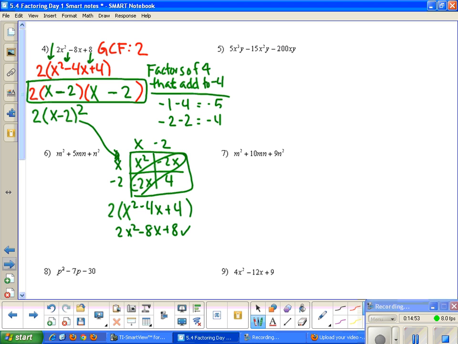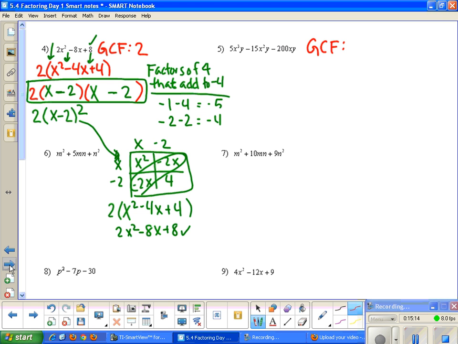Notice this is the same as what I have up here, so that means that it checks out and that we factored correctly. So that's how you factor a trinomial. So let's do the next one. So number 5. When we look at this one, first things first, you want to always factor out your greatest common factor. That's always step 1.